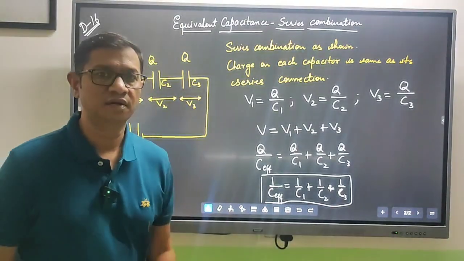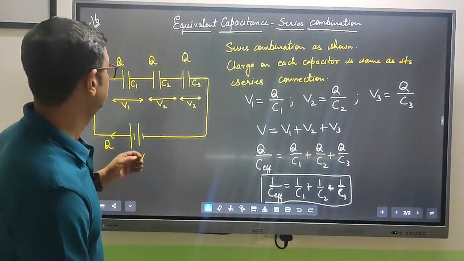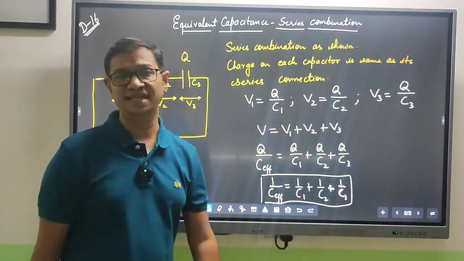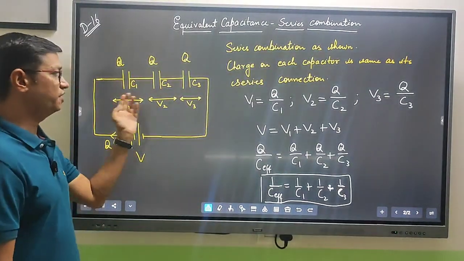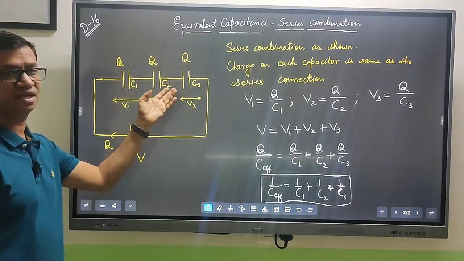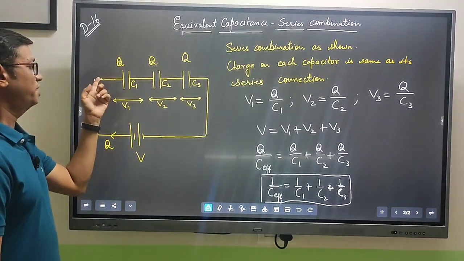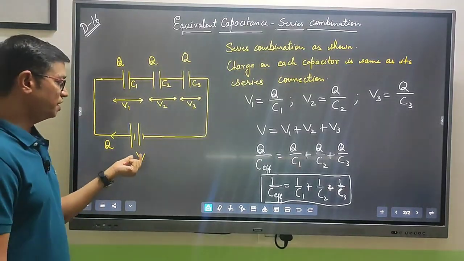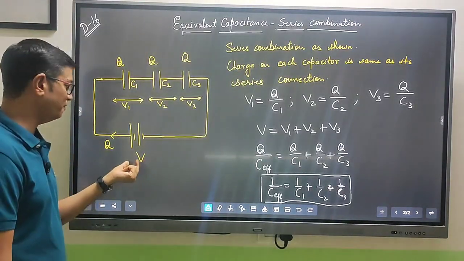Hello dear students, our next derivation number 16, equivalent capacitance for series combination, right? So here we have three capacitors connected in series like this. C1, C2, C3 is the individual capacitance. Now they are connected in series with a battery of EMF capital V.